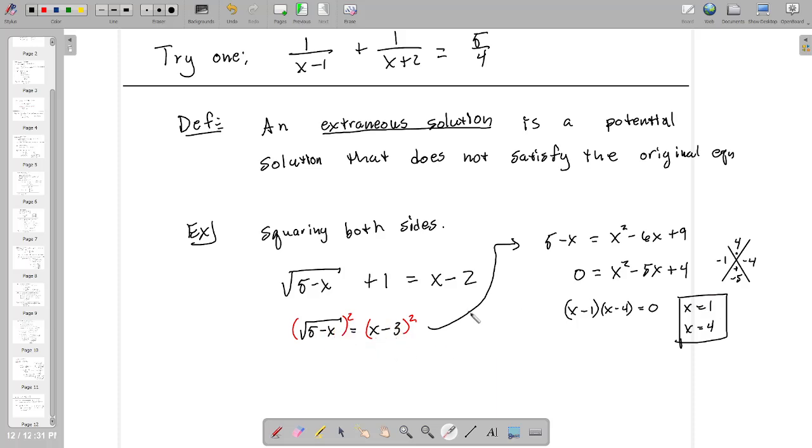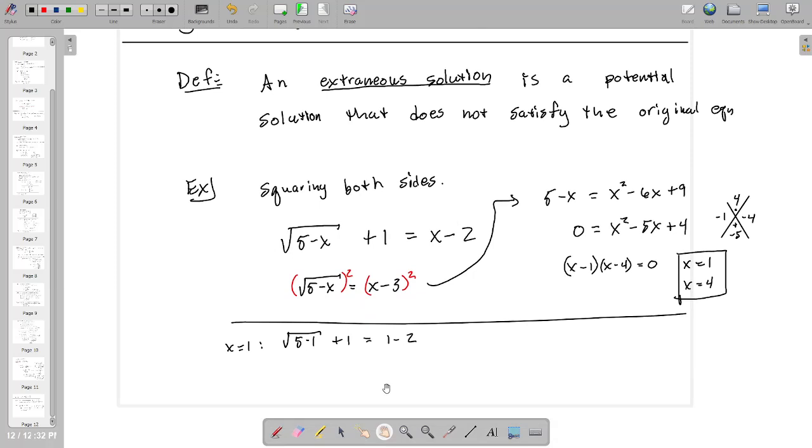So if I plug in 1 to my original equation, I get the square root of 5 minus 1 plus 1 is equal to 1 minus 2. So is this true? 5 minus 1 is 4. The square root of 4 is 2. 2 plus 1 is 3. And 1 minus 2 is -1. So this is clearly not true. Very clearly not true. So x equals 1 is not going to be an actual solution.